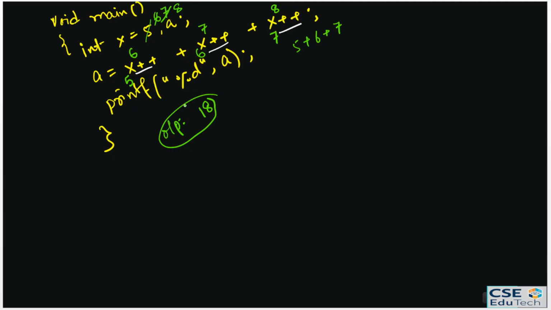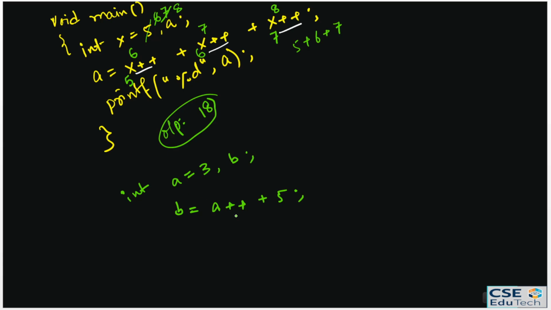Now we'll give another example. Suppose int a equal to 3, and b is given, and b equal to a++ + 5. So what will be the output of b? What is the value that b will be assigned?